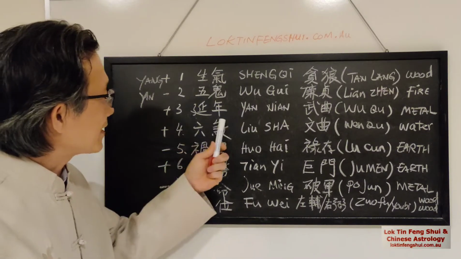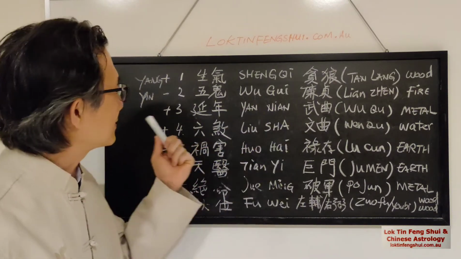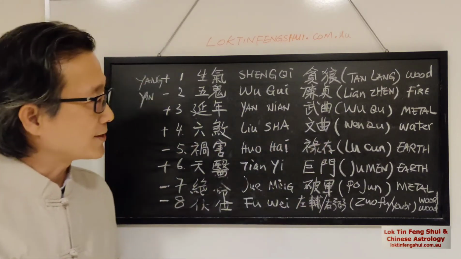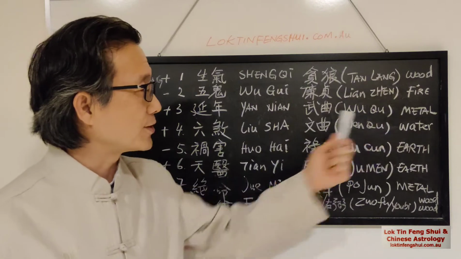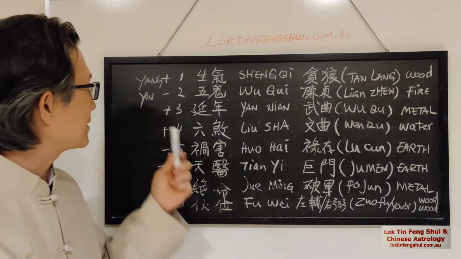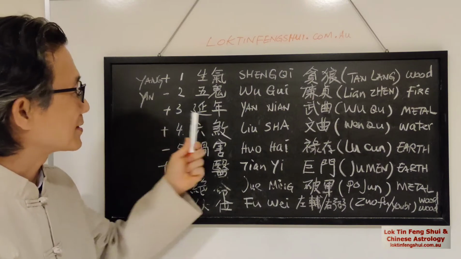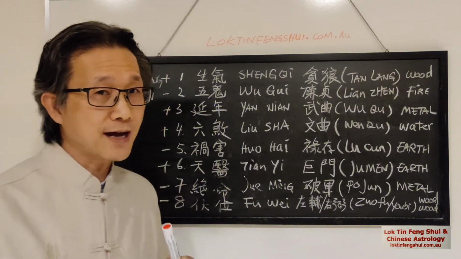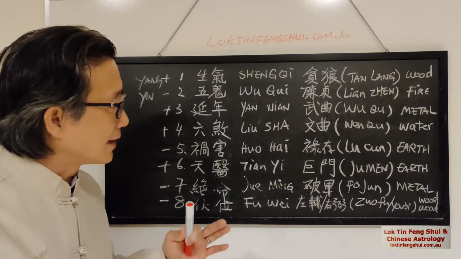And then the Yan Nian, which in the Feng Shui world we also call Wu Qu, is the metal element. Metal element is a yang star. It's a yang one. The yin and yang is also very important. You have to remember that.